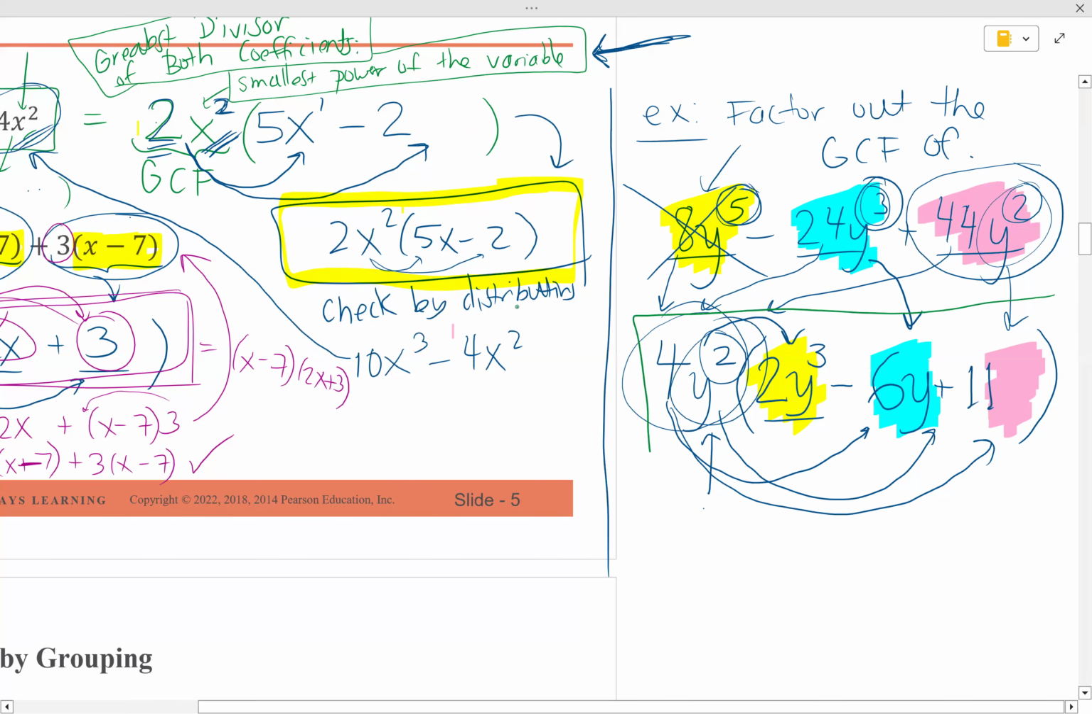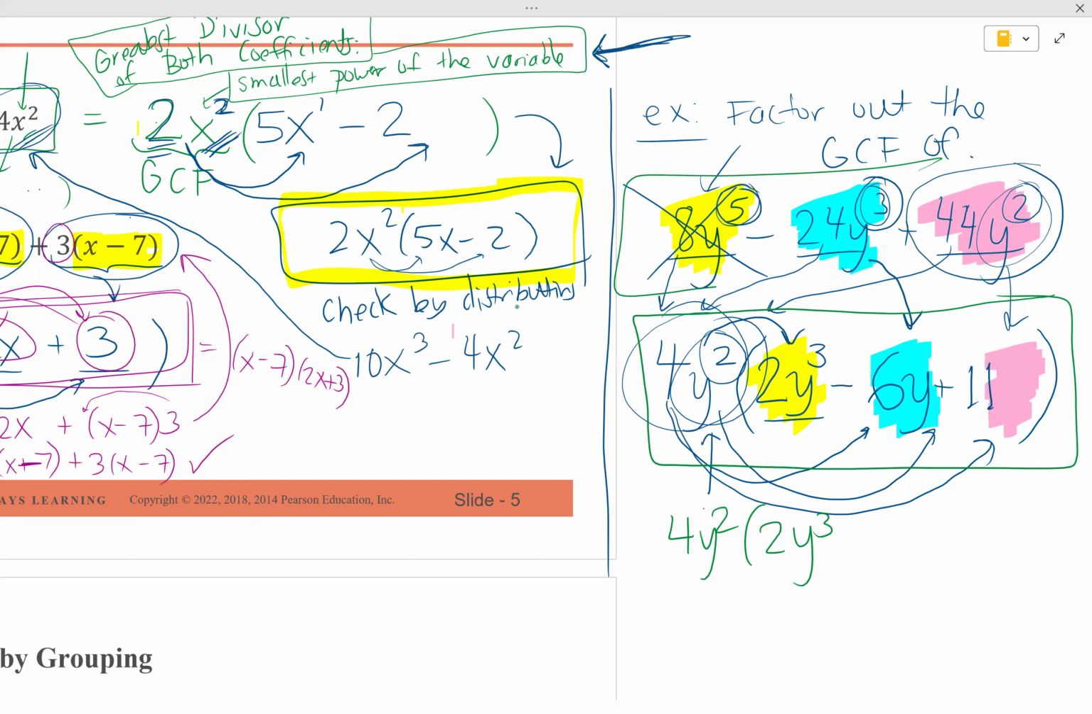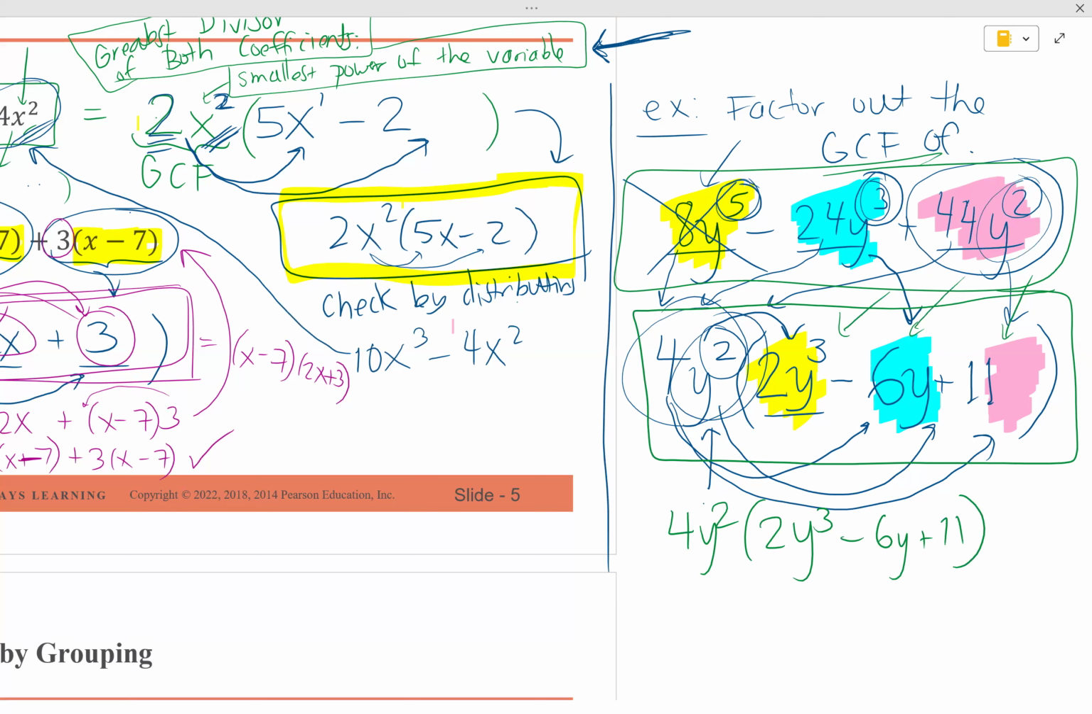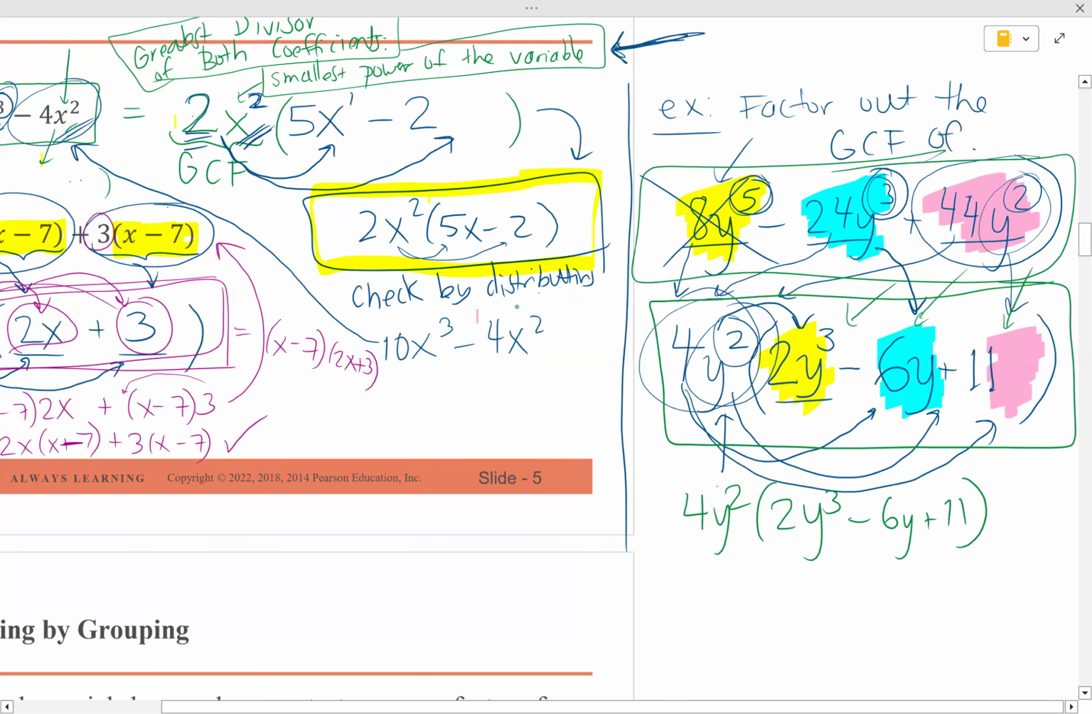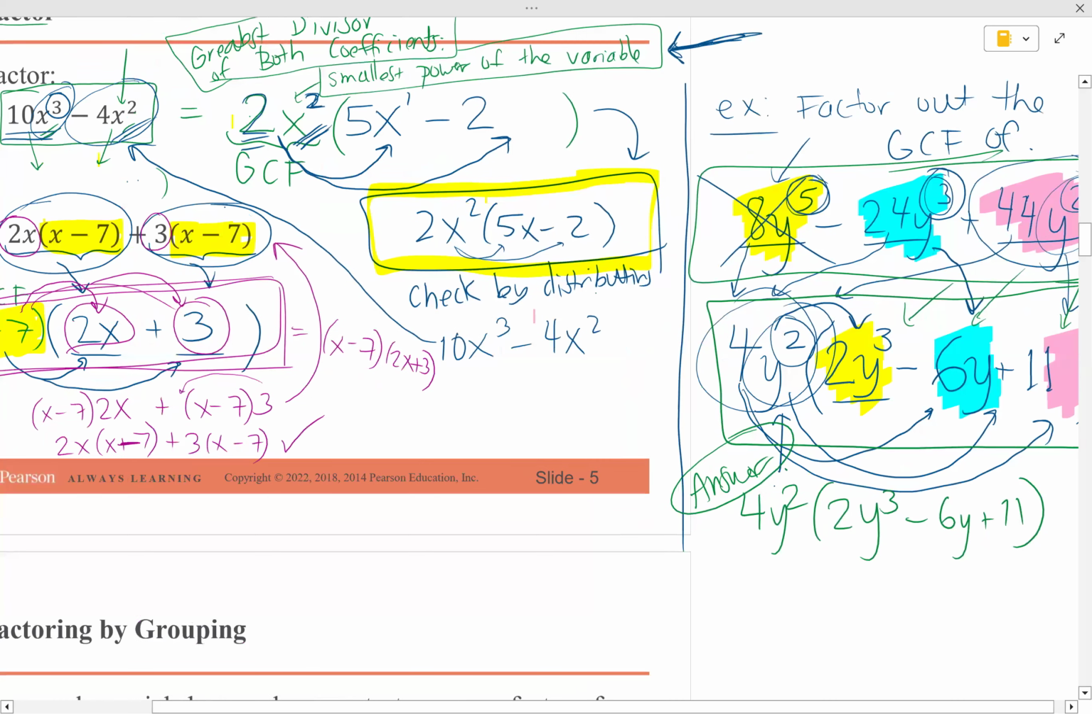That's it. And yeah, you can always check by distributing. Take that 4y to the 2nd power and distribute it into the parentheses. Multiply it in and make sure you get what they gave you to start with. If it's not right, then maybe check to make sure either your greatest common factor is wrong or maybe one of these inner terms is wrong and it's actually not multiplying to make what you think it's multiplying to. So hopefully that makes sense. It takes some practice for sure. It definitely takes practice and then you get good at it.